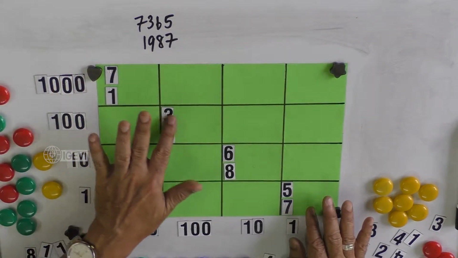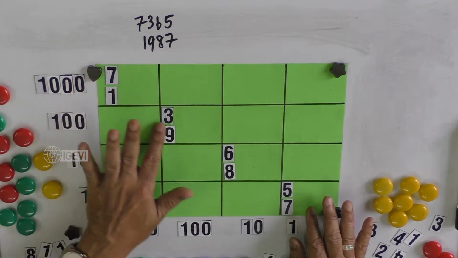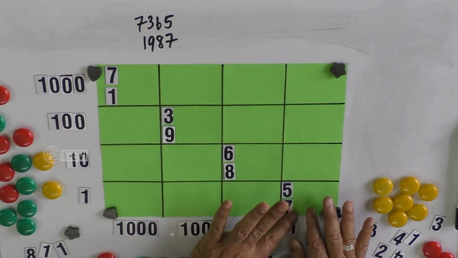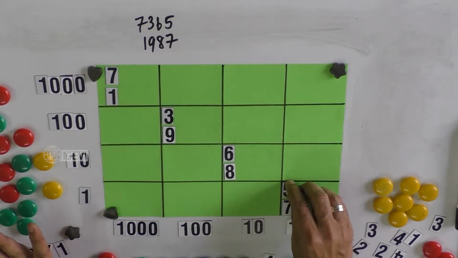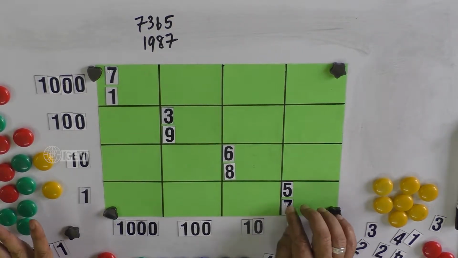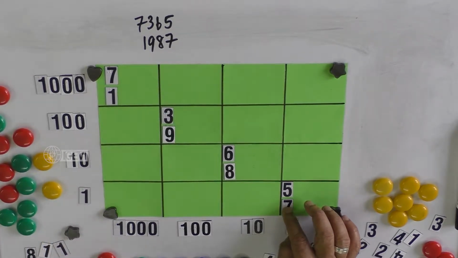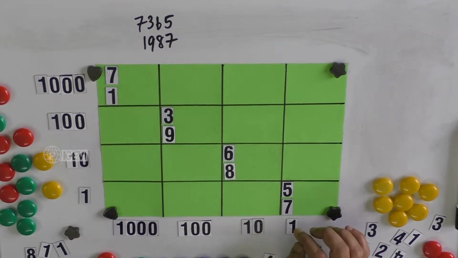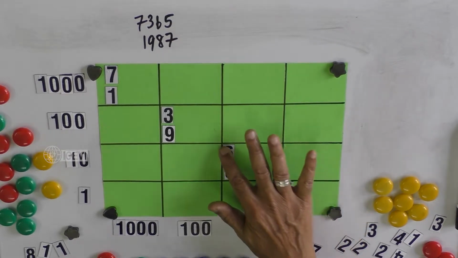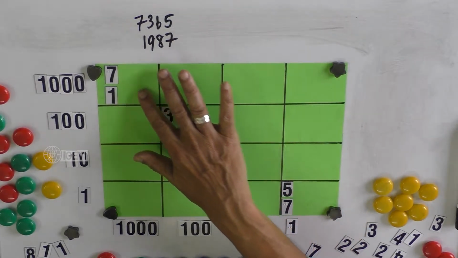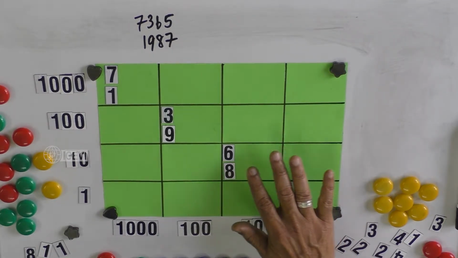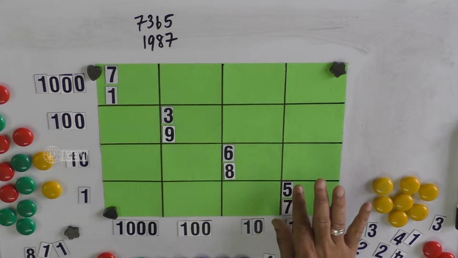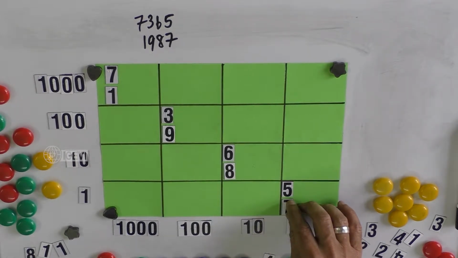So here 7365 is the first number, 1987 is the second number. Now let us start subtracting. We have to subtract the second number from the first number. So any manipulation or amendment you have to do should be done with respect to the digits of the first number only. This is very important. Now we have to subtract 7 from 5.